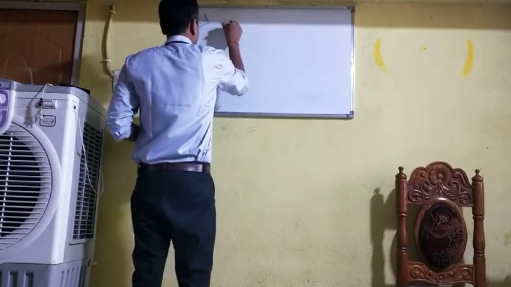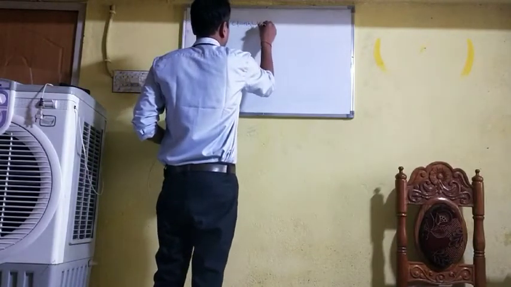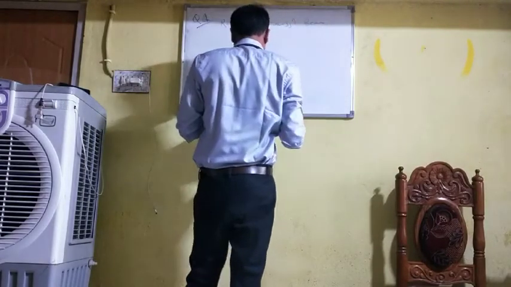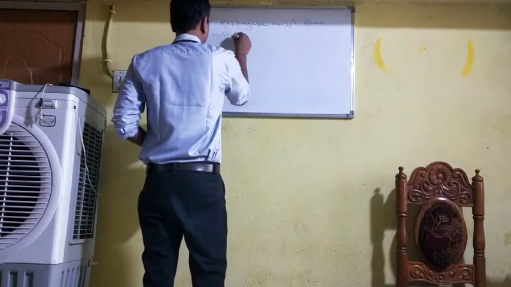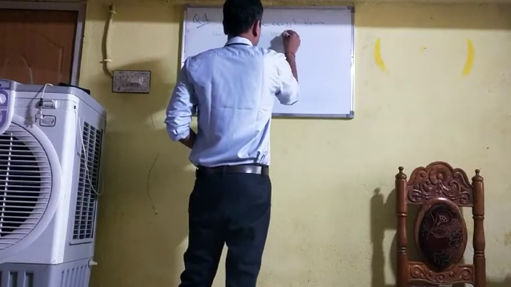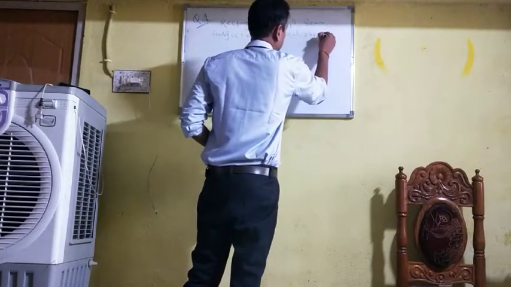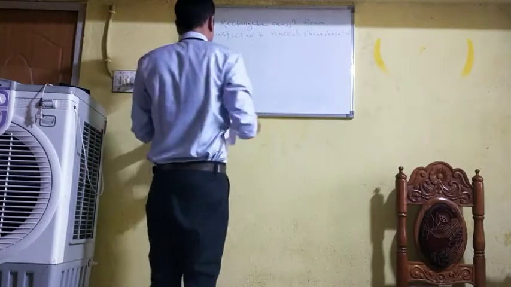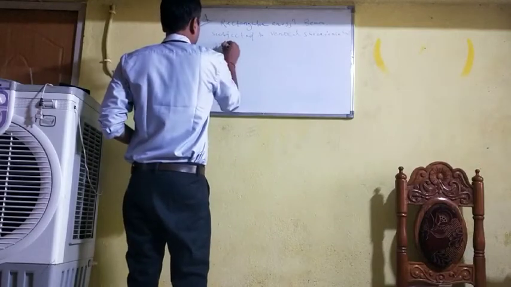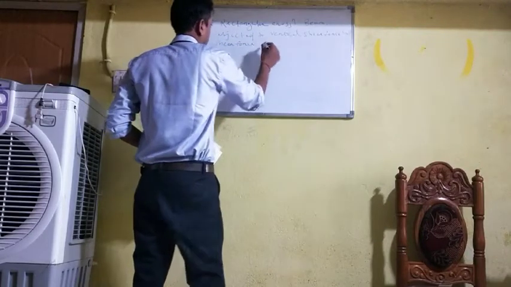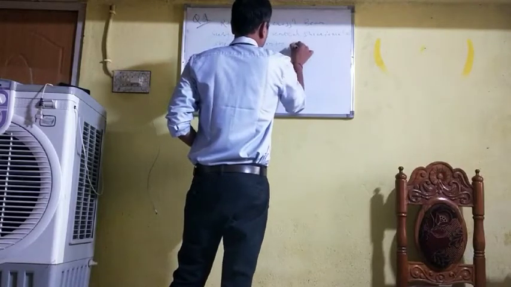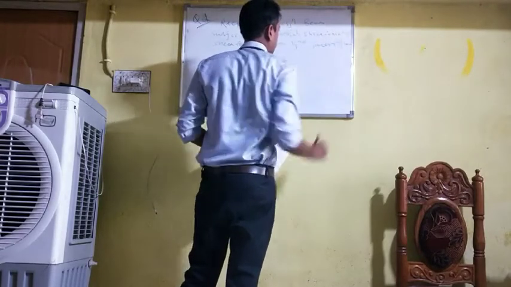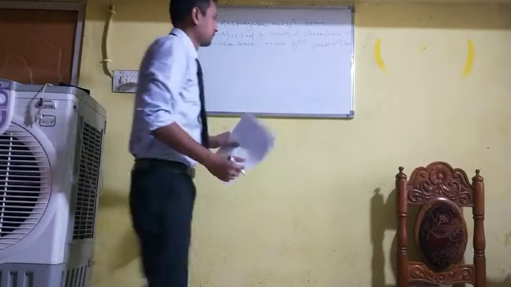So first of all, there is a beam of rectangular cross section subjected to vertical shear force, that is V. We have to find out the shear force carried on the 1/3 portion of the beam. Okay, so let's do the diagram first.